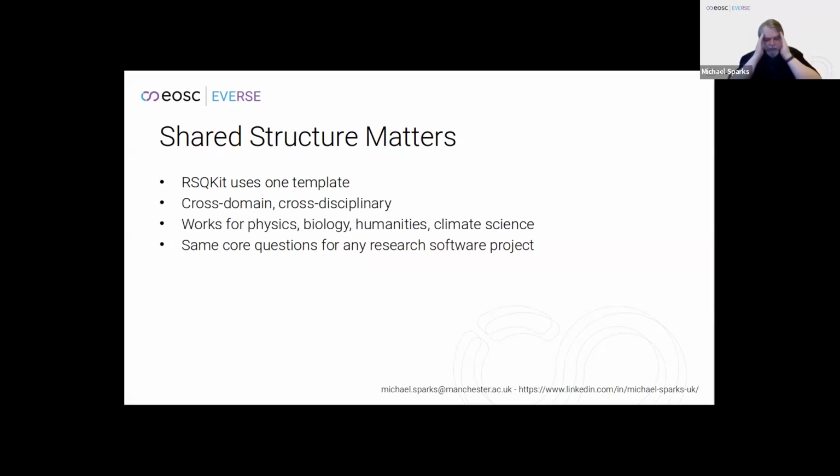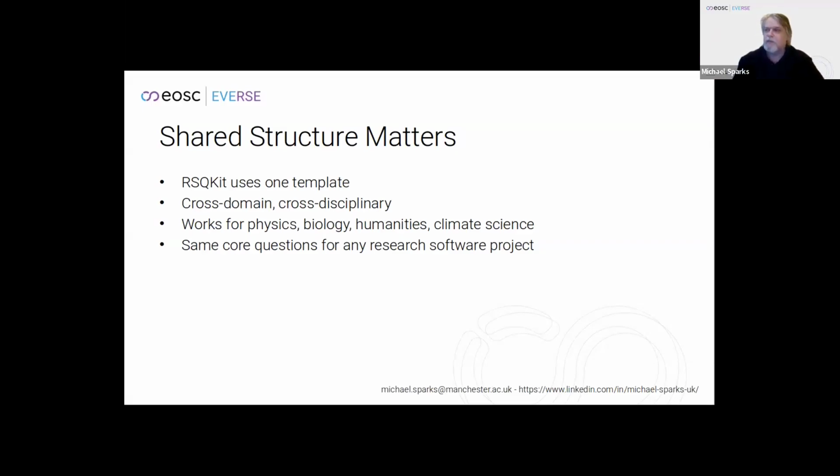And having some shared structure between these stories matters. It enables somebody to go, okay, I understand my project, but how did they do it? And they know where to jump in. That consistent structure, which is what the RSQKit template uses, is deliberately designed to work across scientific domains. So it's not tailored specifically for climate science or biology or physics or humanities. The same questions can be asked of any project, regardless of domain or scale. It might be a massive EU project with 20 organizations and hundreds of researchers, or it might be just a single project with a simple analysis being done by 2 or 3 master's students, for example. The questions are scalable.